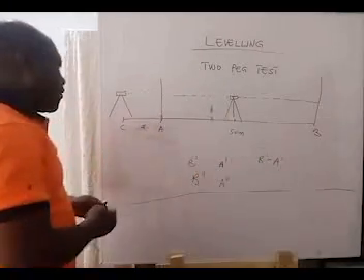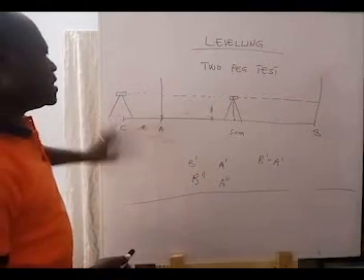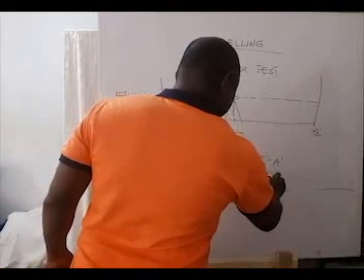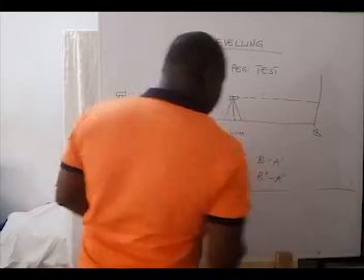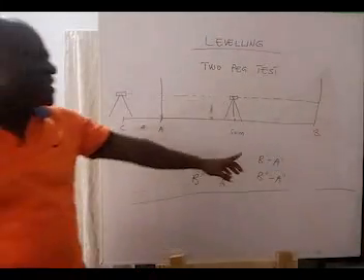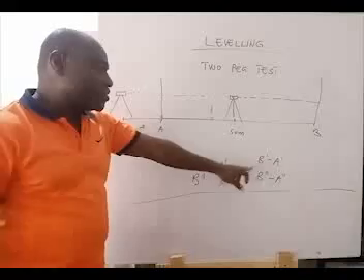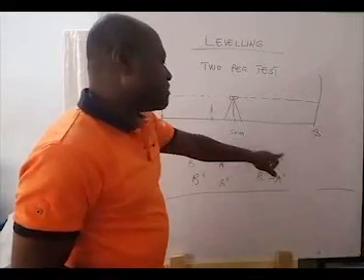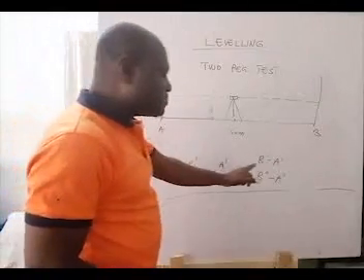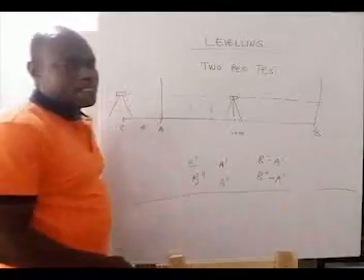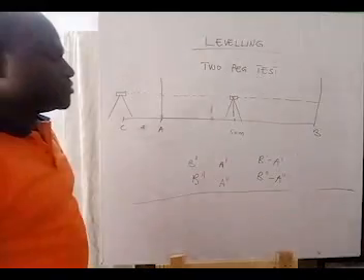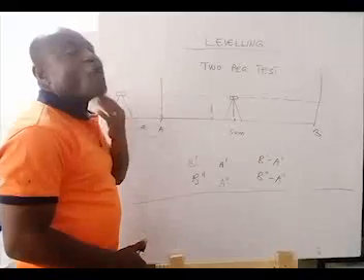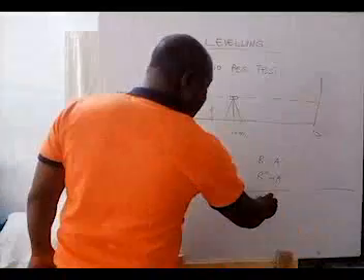Now when it comes to C, the height difference between A and B will be B prime prime minus A prime prime. Now, if the instrument is in perfect adjustment, there's no collimation error, then the first difference, B prime minus A prime, must be the same as B prime prime minus A prime prime. It should be the same. So it means the difference between these two differences should be 0 or very close to 0, at most 2 millimeters.